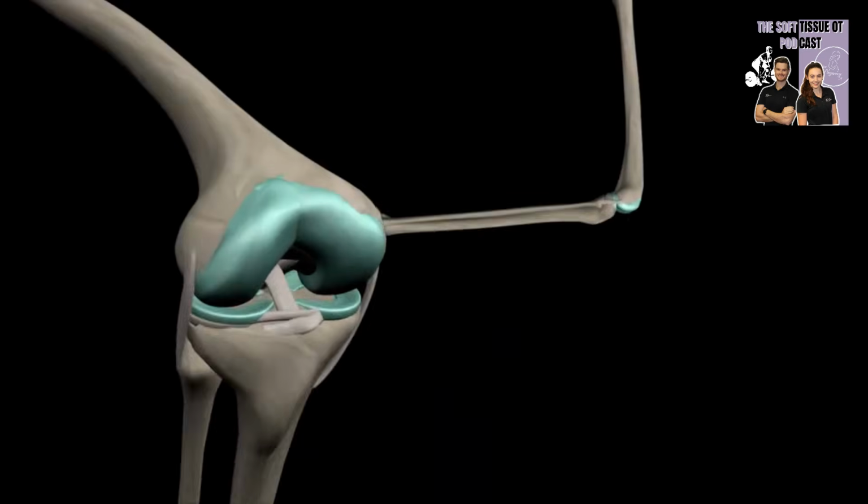Today's episode is all around the knee and the knee meniscus. Knee pain is one of the most common complaints among athletes, active individuals, and even those who don't engage in high-impact activities. One of the most frequently injured structures in the knee is the meniscus. This is a fibrocartilaginous shock absorber that plays a critical role in knee stability and knee function.